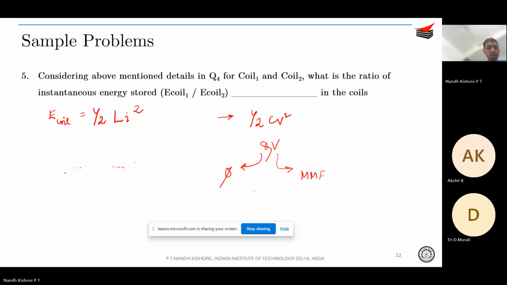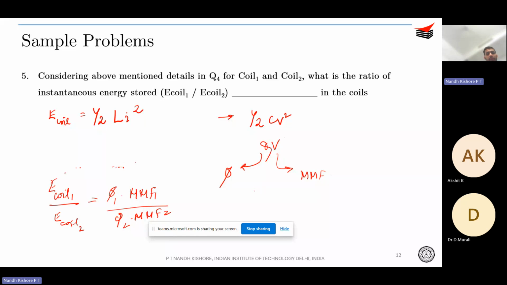So basically you understand that E coil 1 by E coil 2 is basically phi1 MMF1 divided by phi2 MMF2. So from the previous problem, you will know what is phi1, you know what is phi2, and similarly MMF1 and MMF2, and you substitute that over here, you get what is the ratio. This is one way of doing it.